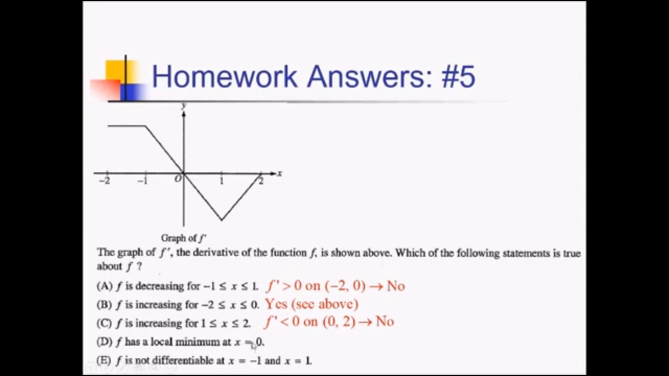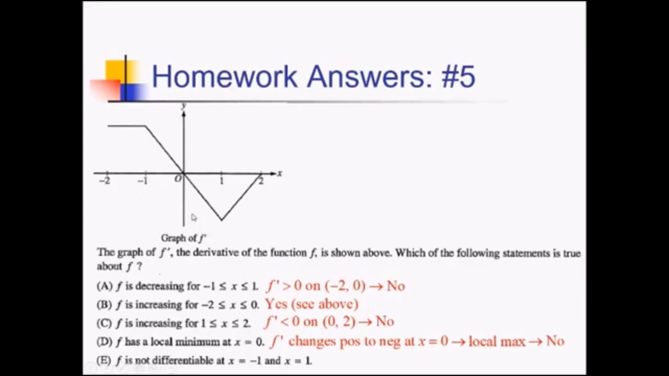D says f has a local minimum at x equals 0. Well, we are changing signs at least for f prime, so that gives us an extremum. However, we're changing from positive to negative for f prime. That would actually give us the location of a local max, if you're increasing until then and then decreasing. Because that's a max, it can't be a min, so that's a no. And then this last one, f is not differentiable at x equals negative 1 and 1.